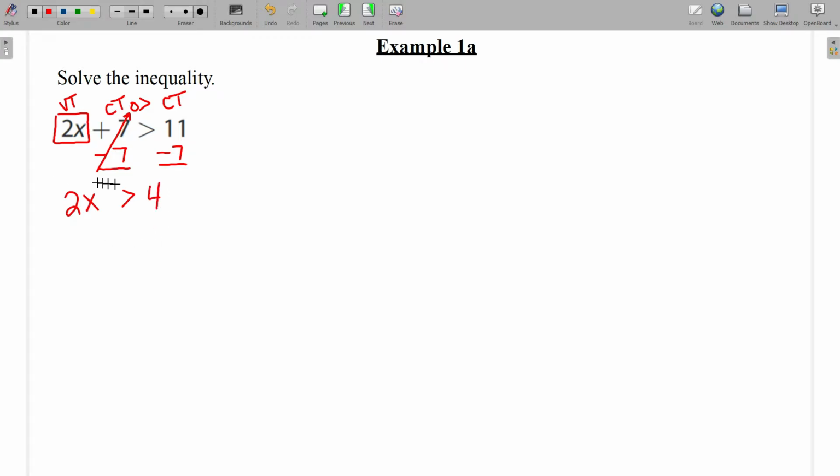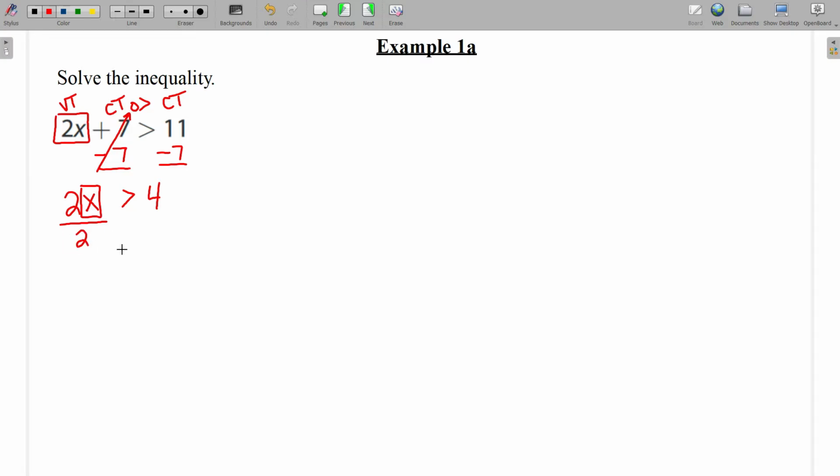Now from here we see that we have our variable term on the left hand side isolated, and we have our constant term on the right hand side of the inequality. Next I want to break apart the 2 and the x and get the x isolated by itself. Now when you have a 2 pressed up against an x, that means 2 times x. So in order to break this apart, we're going to have to do the opposite of multiplication, which is division. And I'm going to divide this term by what I'm looking to get rid of, which is that 2.